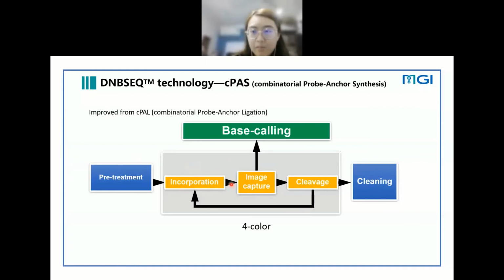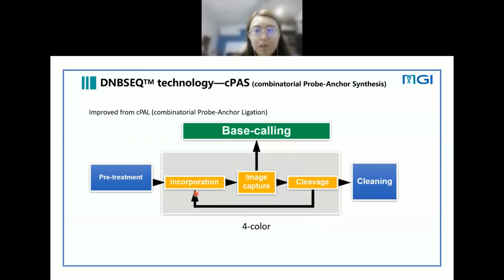Then a light will shine on the flow cell, and the excited fluorescence from the dNTPs will light up. So our imaging system or our camera system will capture the image on the flow cell, and these images will be used for base calling. After they successfully capture the image, the fluorescence will cleave away from the DNA nanoball, and then it will repeat this cycle for the second base in the sequence. So basically, this whole process will repeat depending on what kind of sequencing mode you're using.